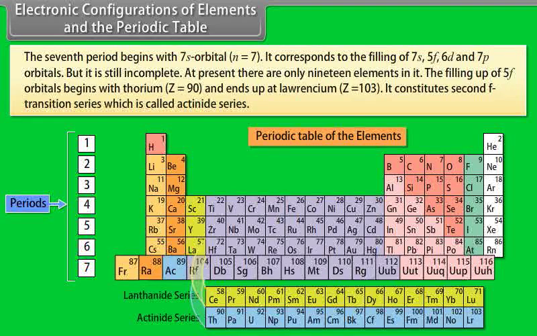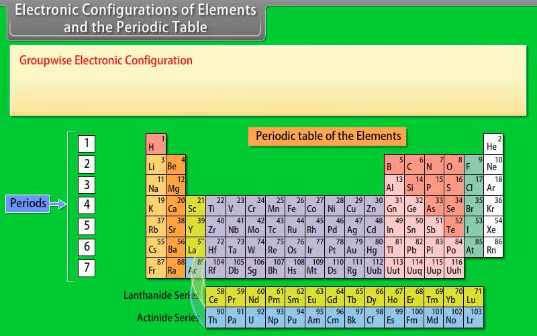The seventh period begins with the 7s orbital, that is, n equals 7. It corresponds to the filling of 7s, 5f, 6d, and 7p orbitals, but it is still incomplete. At present, there are only 19 elements in it. The filling up of 5f orbitals begins with thorium, atomic number 90, and ends at lawrencium, atomic number 103. It constitutes the second f transition series, which is called the actinide series.